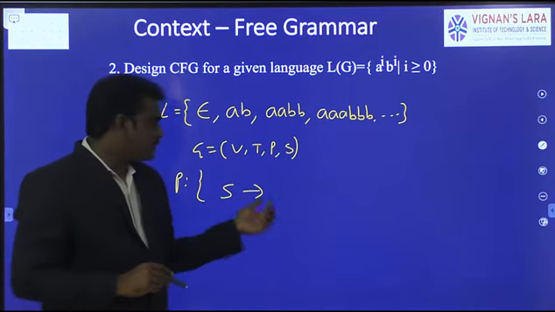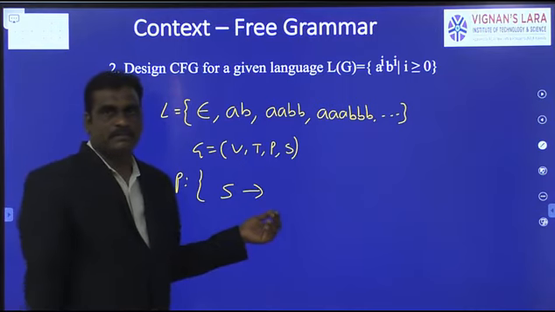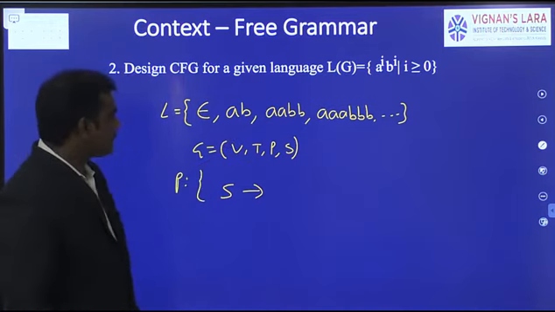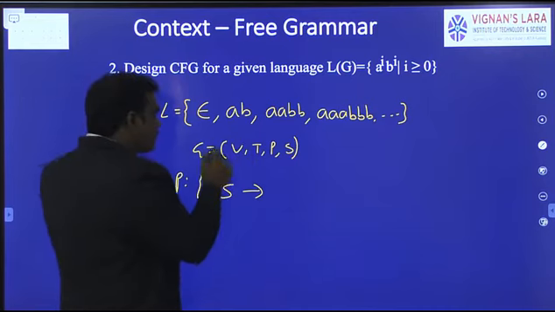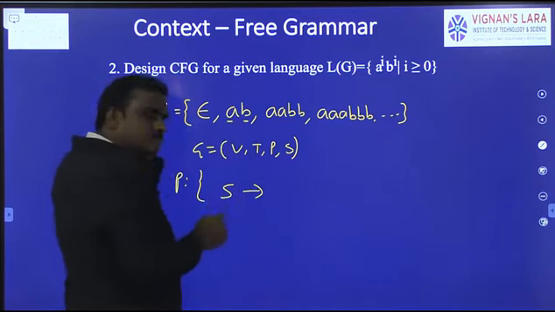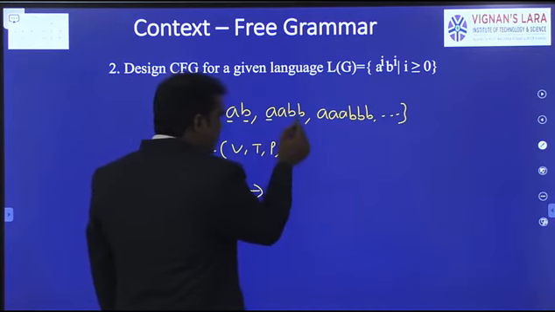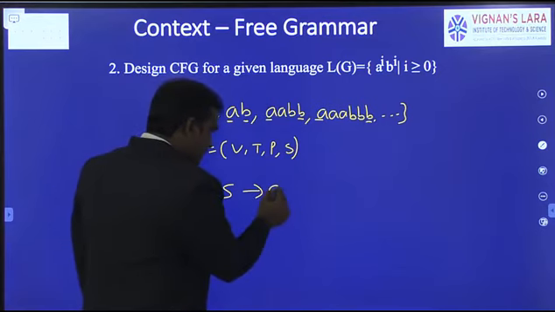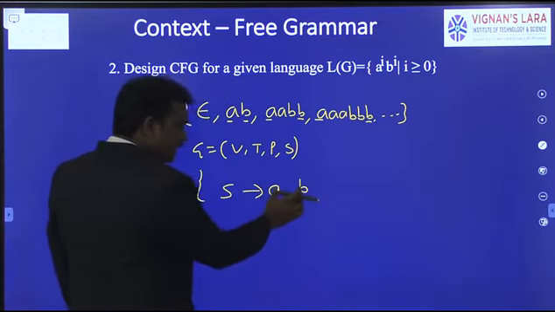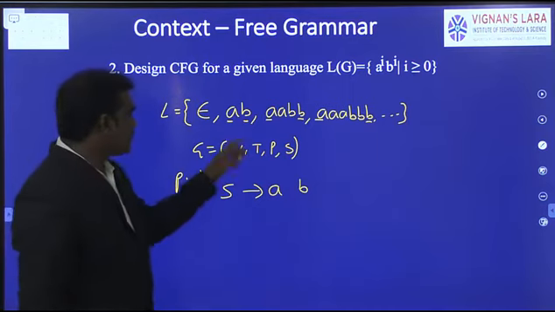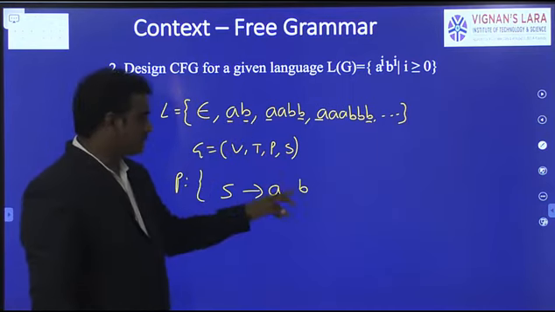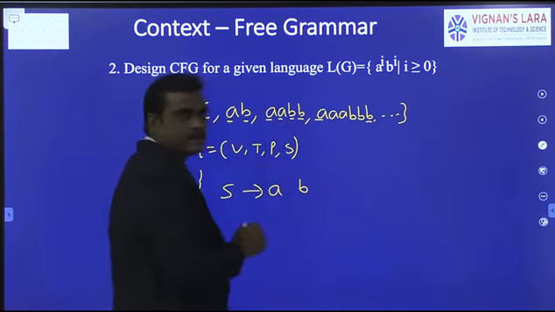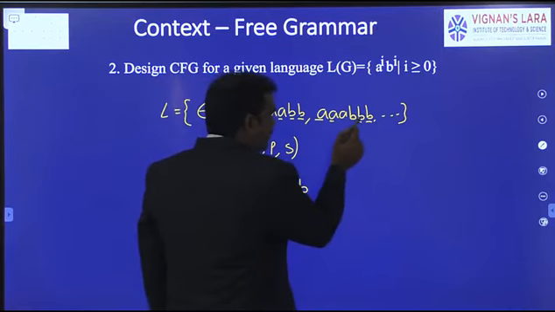Now, we have to define the right hand side of the productions. So here, if you observe the language, if you take any string, it starts with A, ends with B. So here also, starts with A, ends with B. In between A and B, what happens? In this case, there is no symbol. Whereas in this case, again, AB is repeating. Again in between, AB.